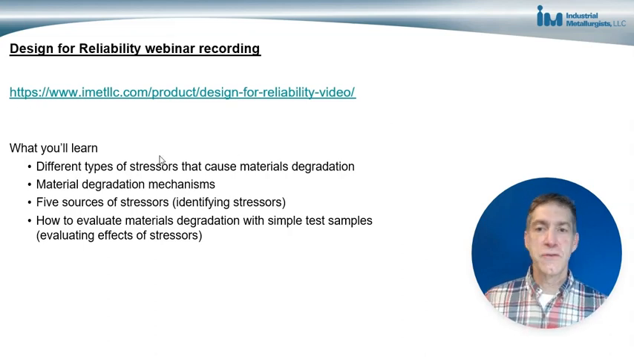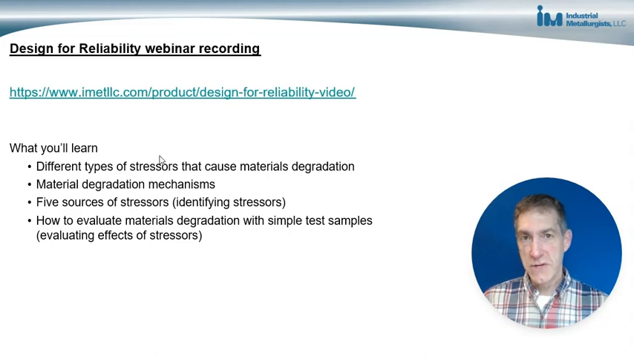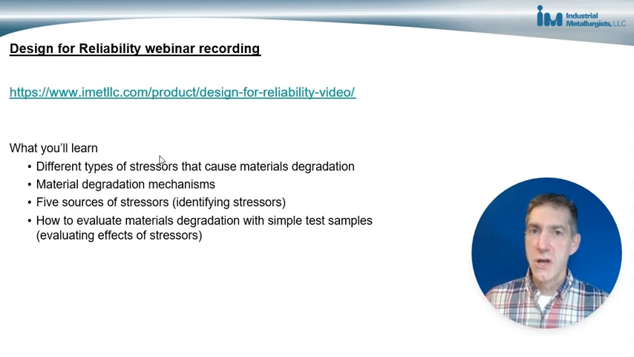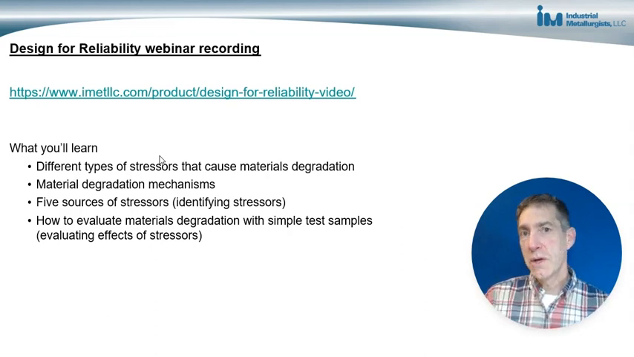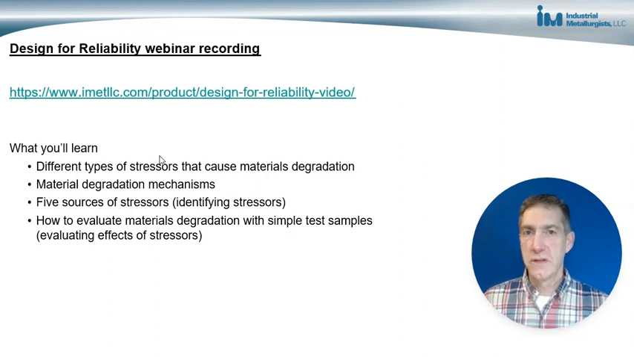And what you'll learn is different types of stressors that can cause materials degradation, material degradation mechanisms, sources of stressors, that is, how to go about identifying the stressors, and then how to evaluate materials degradation with simple test samples instead of having to build the entire product. Because by evaluating materials on the material level rather than the product level, we can collect information while the design is in parallel with other design efforts, so that by the time everything is ready to build the product and test it, we can be confident that the materials we've selected are going to be able to stand up to the test conditions.